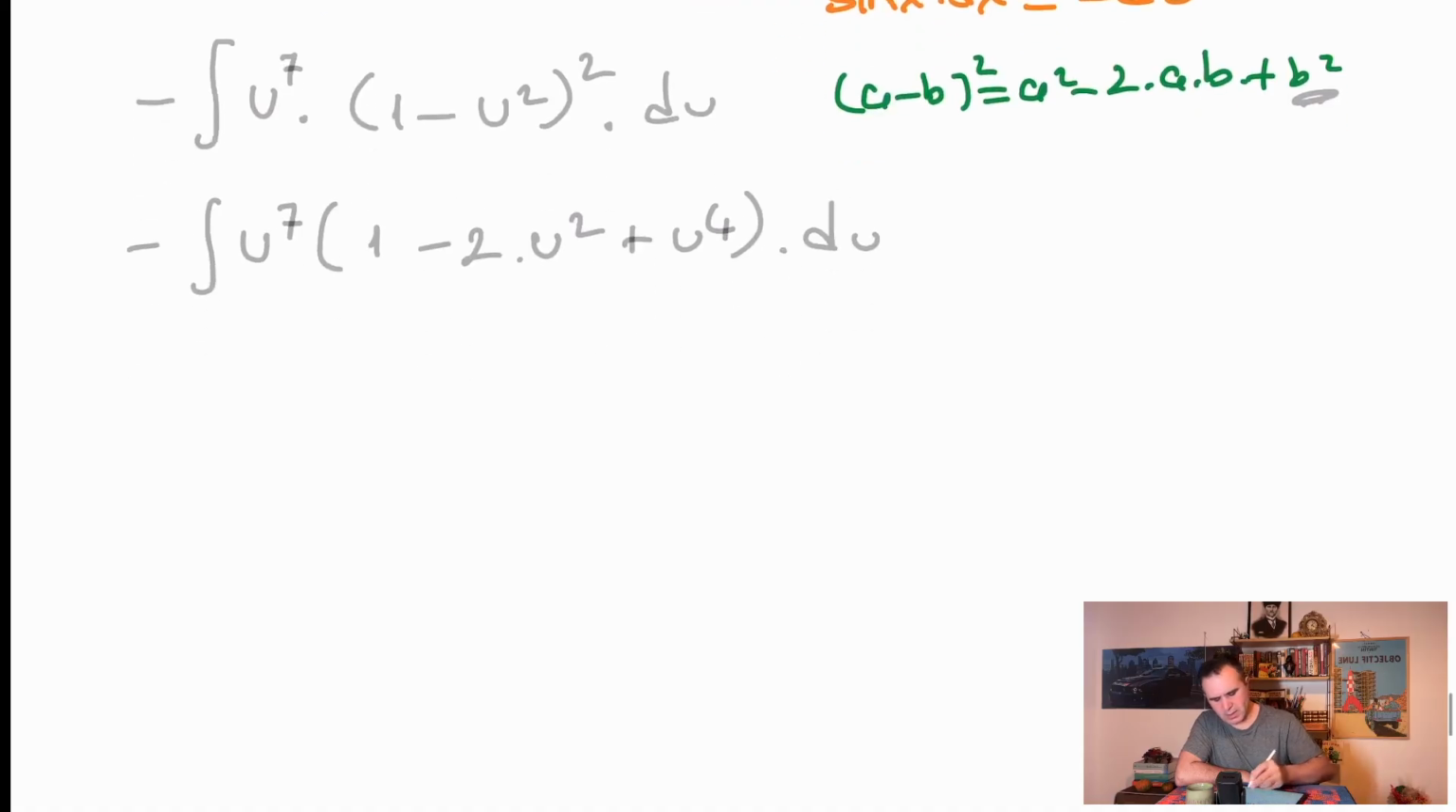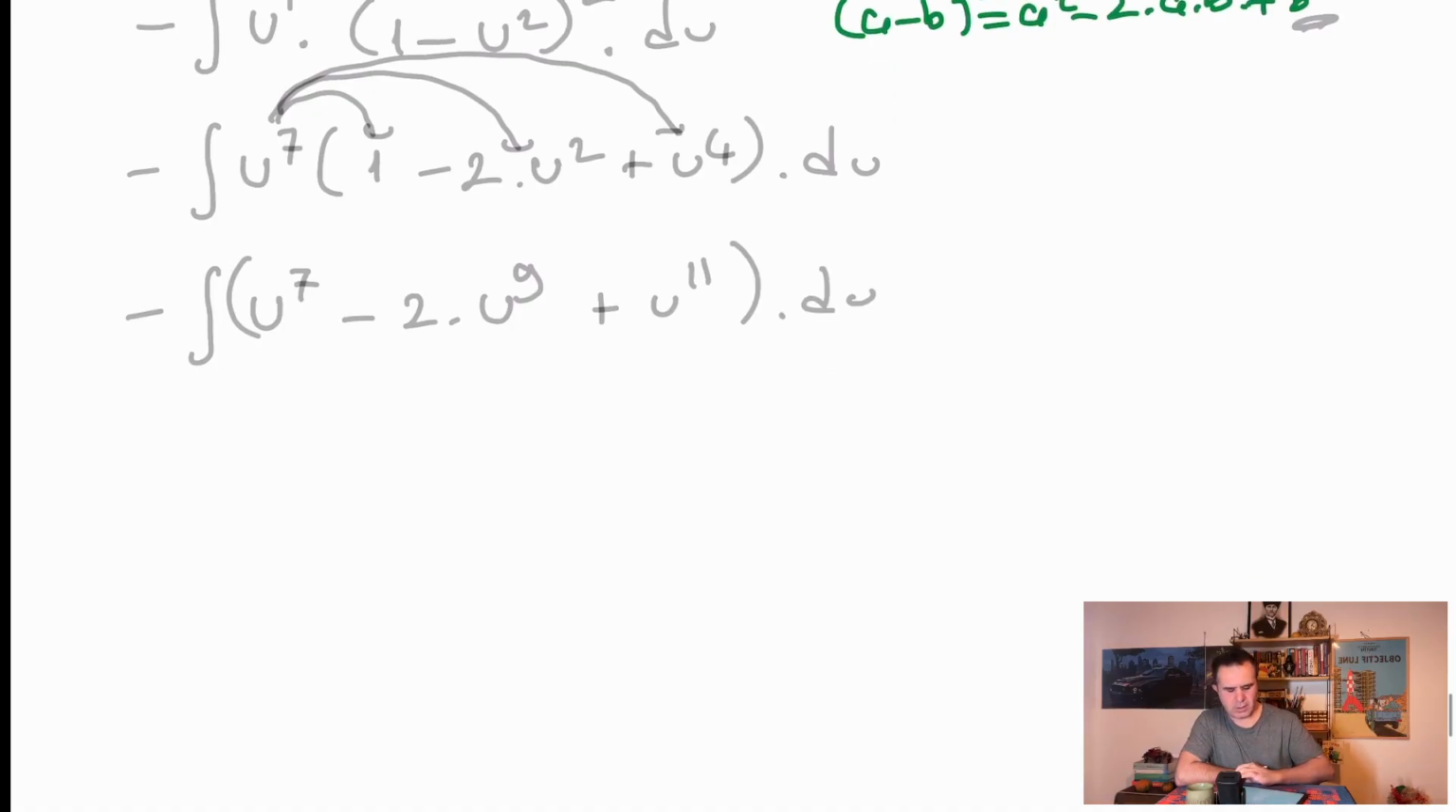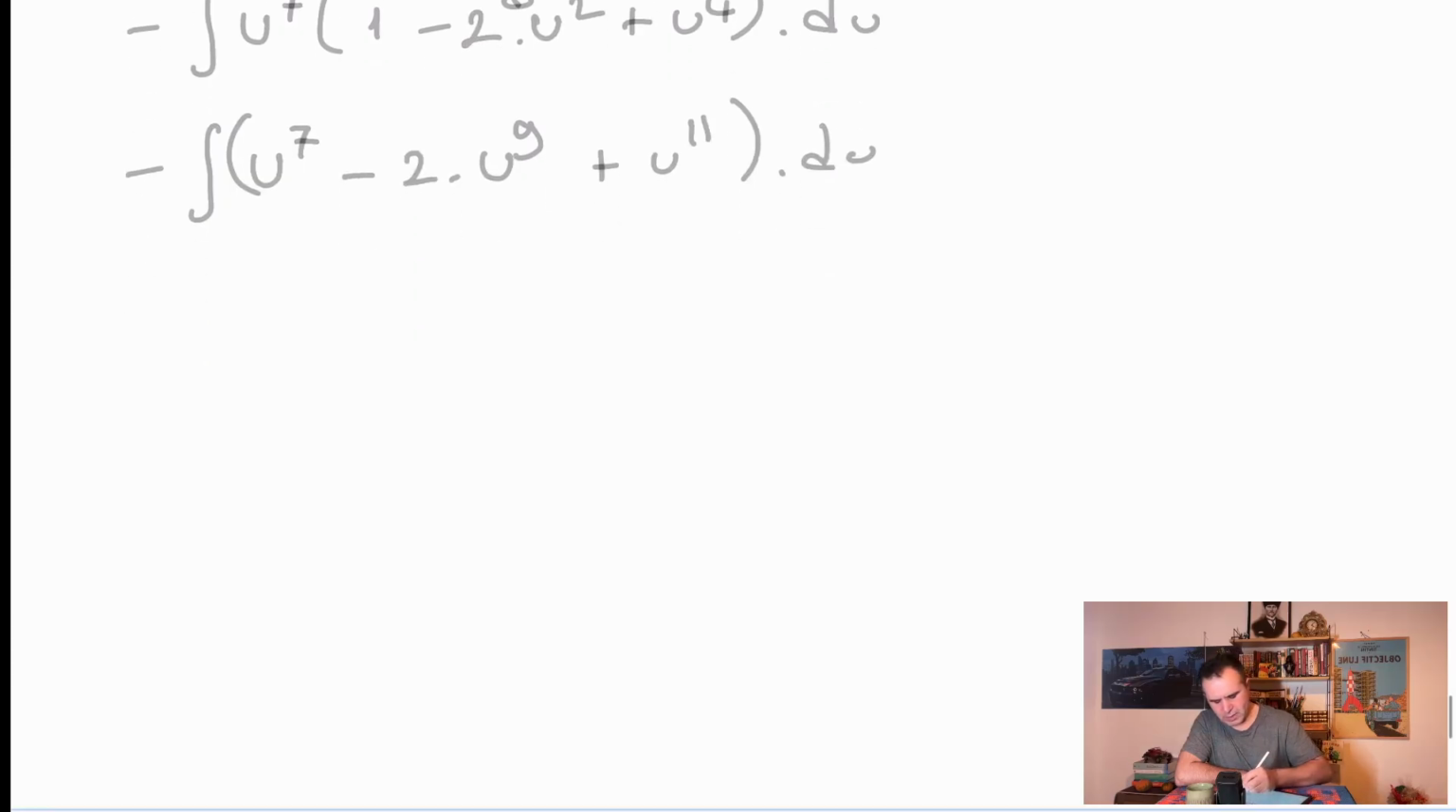And we multiply u to the 7 by 1. This is u to the 7, and 2 times u squared multiplied by u to the 7 is minus 2 times u to the power of 9, and u to the 7 times u to the 4 is u to the 11. Okay, du, and this is equal to the integral of minus u to the 7 plus 2 times u to the 9 minus u to the 11 du.